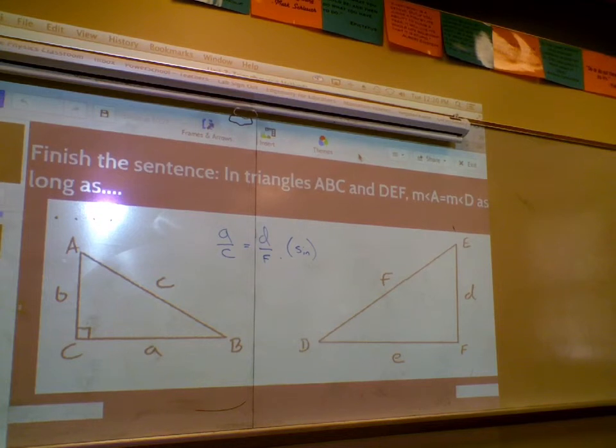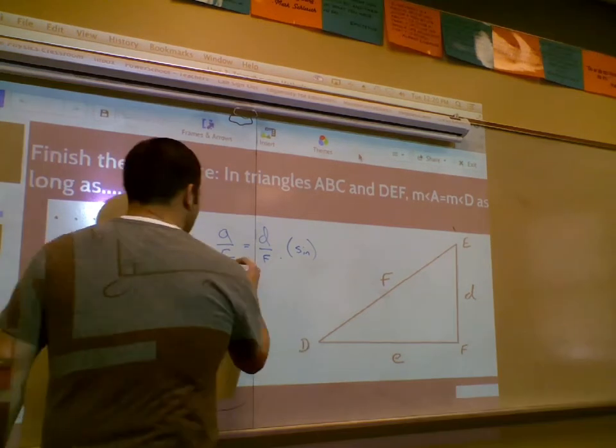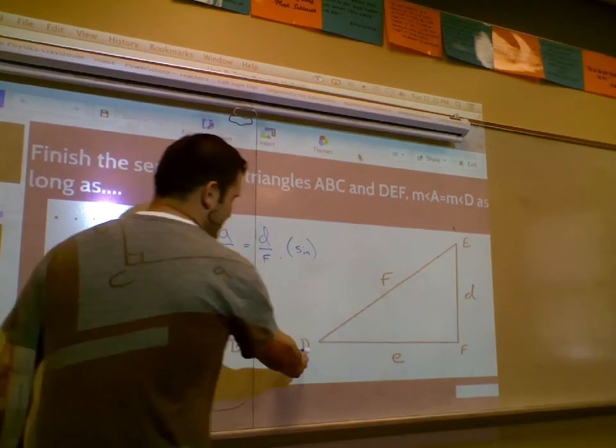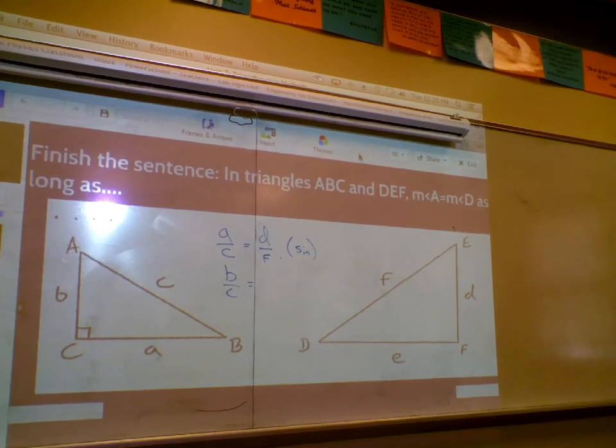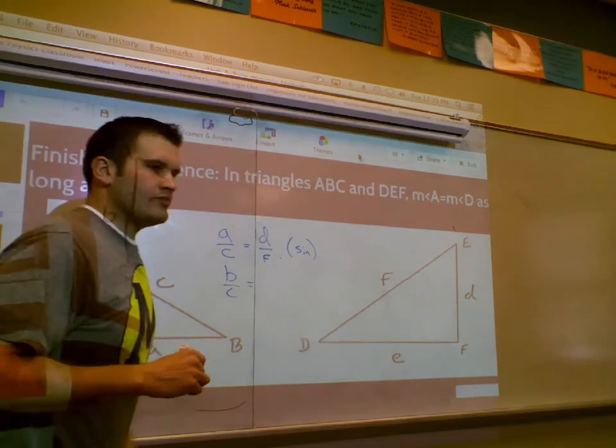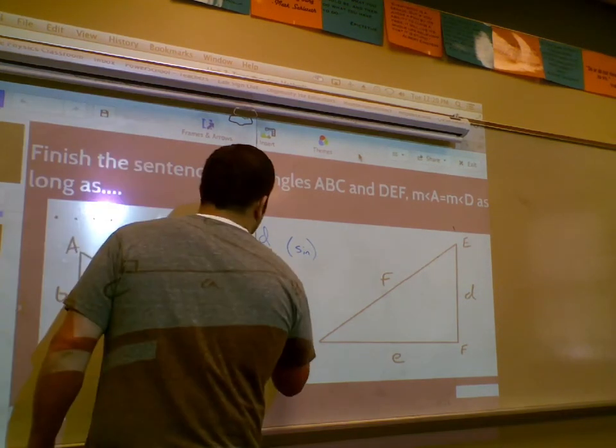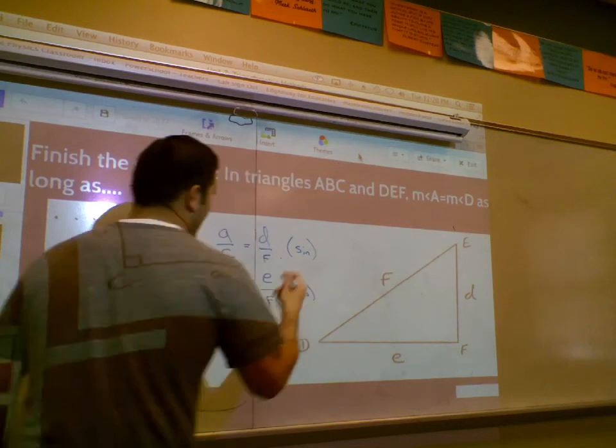What's my ratio that could work? We just did sine, but cosine. What would cosine give me, Jamira? Well, which one are we looking at? Oh, adjacent over hypotenuse. B over C. Good. So B over C has to equal what? Maddie, help us out with D. What's cosine D? E over F. Perfect. And that was cosine, right? So that could be the case. What's the last one?